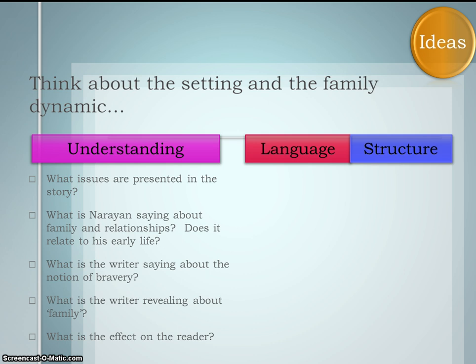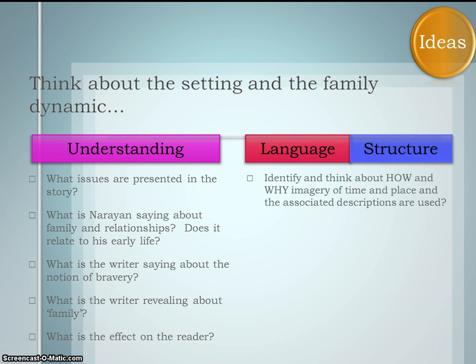So again, as I said in the beginning, what we need to think about is the issues that Narayan wants us to consider. He's talking to us an awful lot about the way the family and their relationships function. Think about how that might relate to his early life. Again, the assessment objective doesn't ask you specifically to write that, but it contextualizes and informs your response. Think about the notion of bravery and the other things that Narayan is foregrounding for us to consider. Then think about how and why it's used and how and why we know what culture is being used. Think about how it's represented and why he has chosen to use that particular setting.